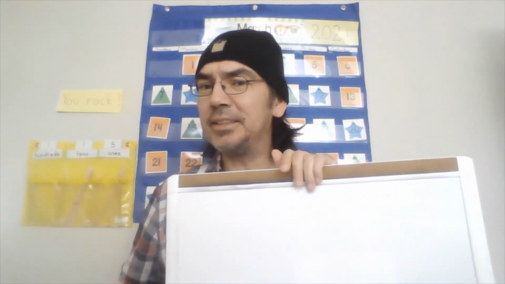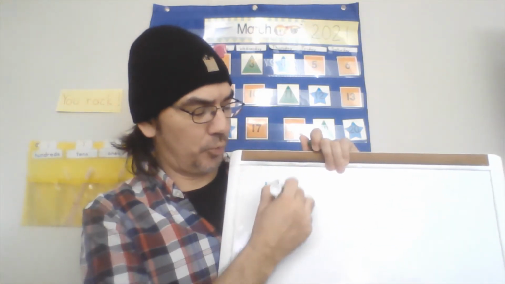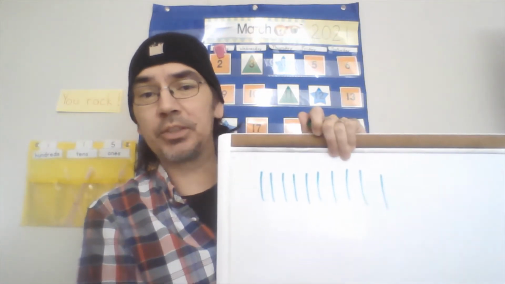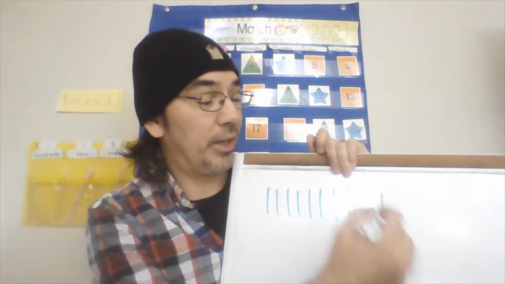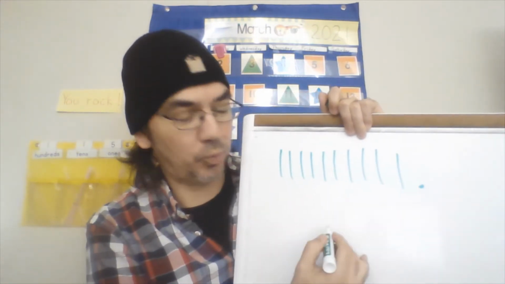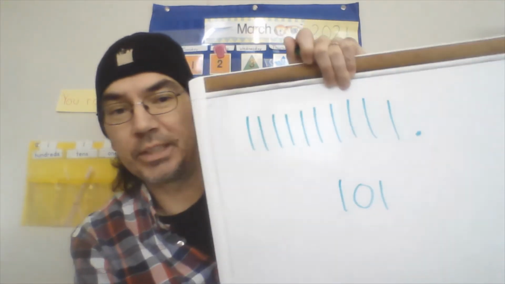Now, what if I had 10 tens and one more? What do you mean? 10 tens and one more? What is that crazy talk? Well, let's see. 1, 2, 3, 4, 5, 6, 7, 8, 9, 10. There's 10 tens, our quick tens drawing, and one more. 10 tens is 100, and one more is 101.